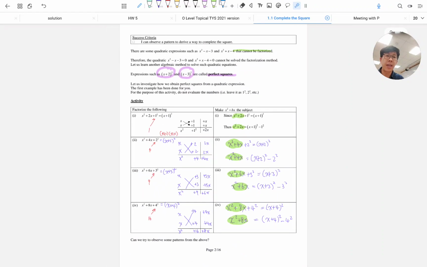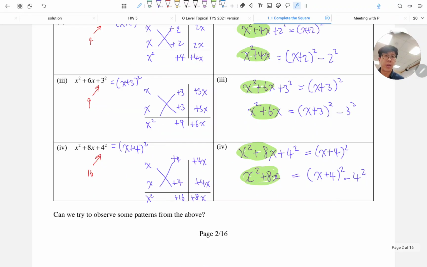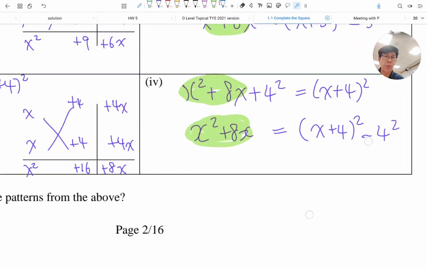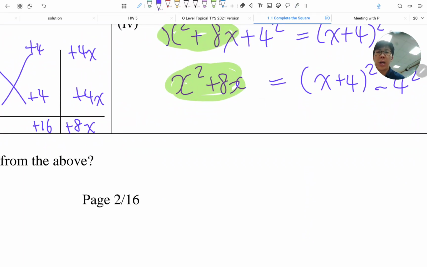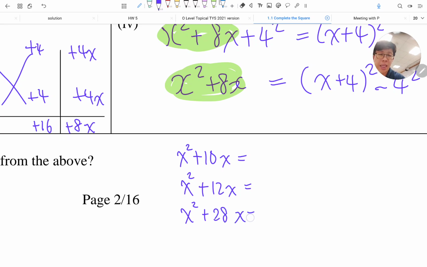what can you then say about the following questions? Can you write them down? What about x squared plus 10x? What is it equal to? What is x squared plus 12x equal to? In fact, let's go bigger. What about x squared plus 28x? What are they equal to?